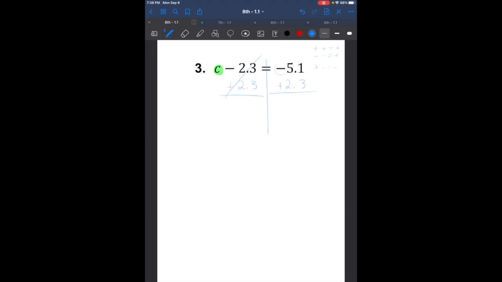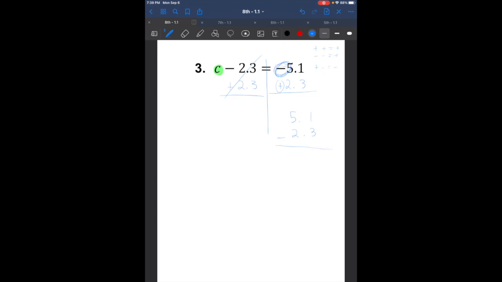So they are different signs, right? So we're going to subtract. So we have 5.1 minus 2.3. Remember, we do have more negatives than positives, so we know our answer is going to be negative.